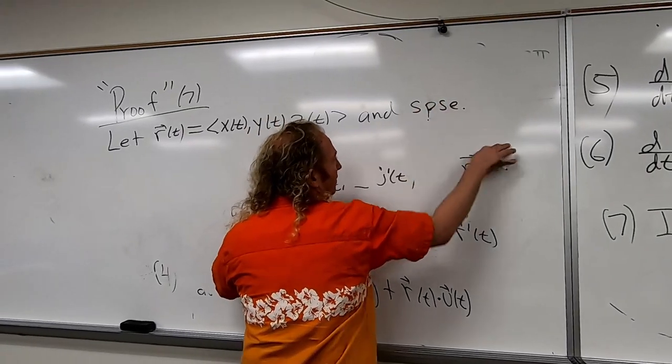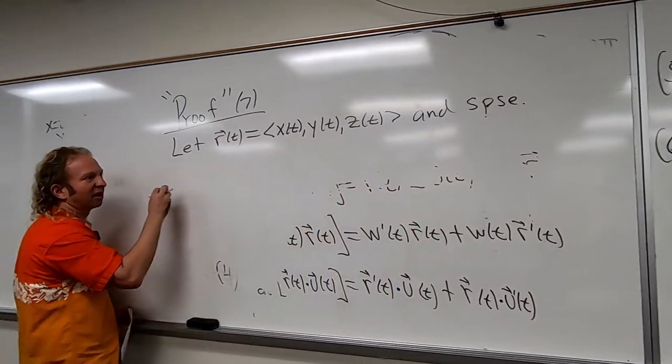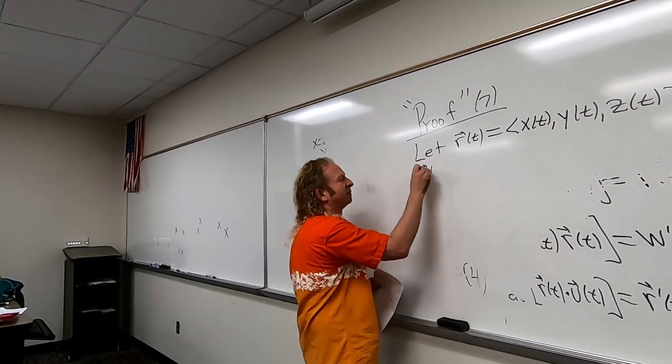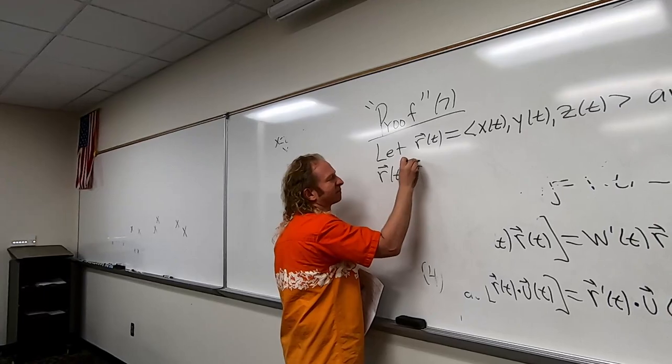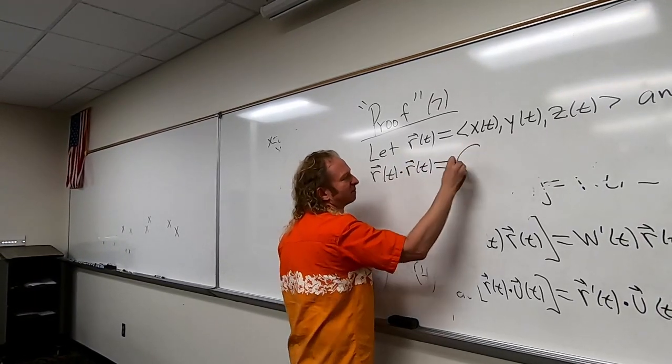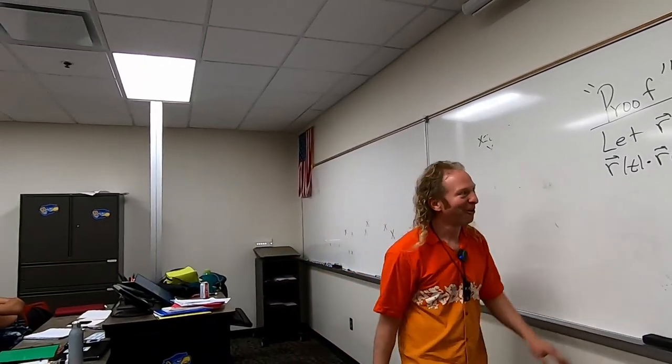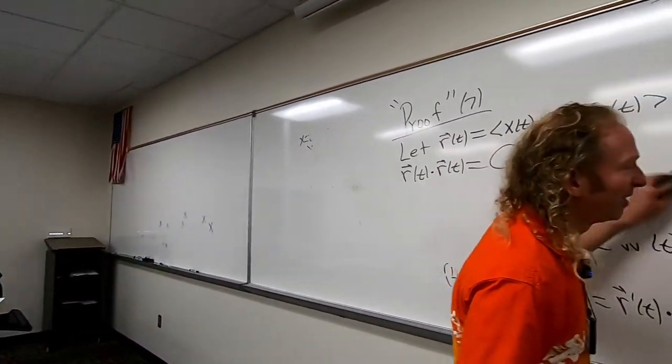Suppose that the dot product is equal to zero? No, it's constant. This will be fun. I'm not going to look at my notes. I'm going to cheat. Oh, risk it. Points on the edge.